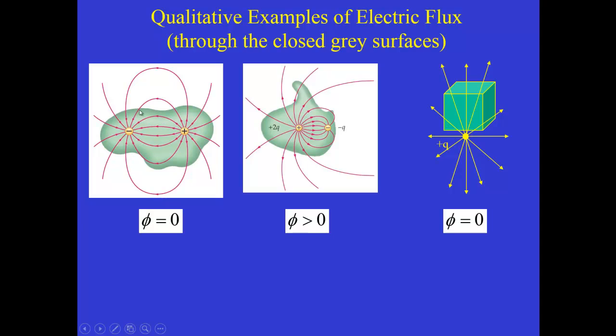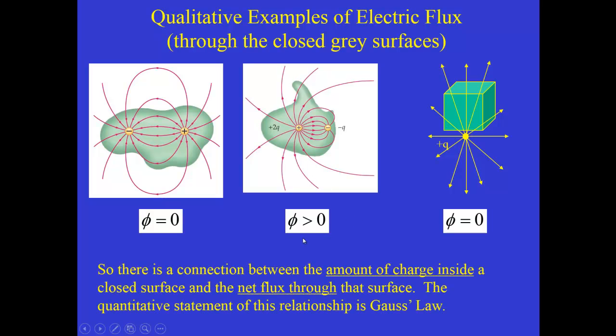On the far left, the net charge inside the surface is 0, the flux is 0. Same thing on the far right. The net flux is 0, and the net charge inside is 0. In the middle, there is a net charge inside, and the net flux is not zero.